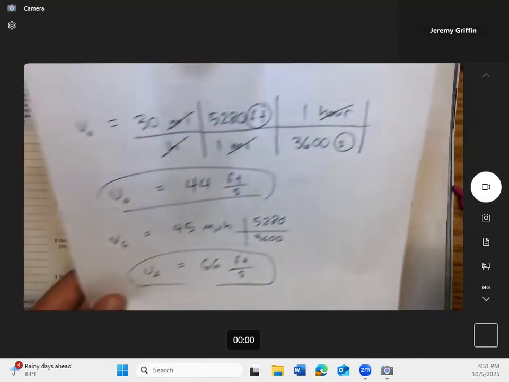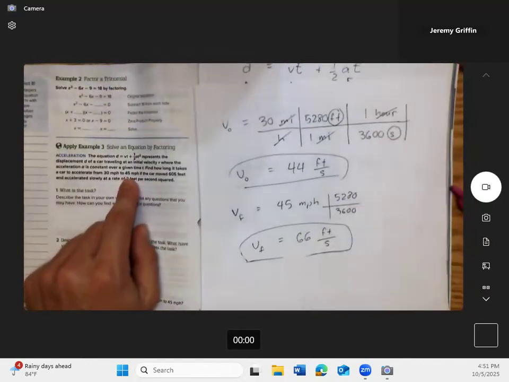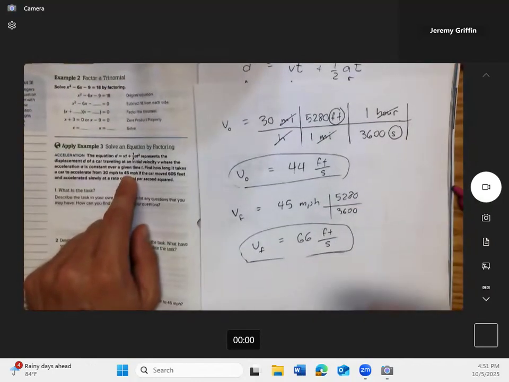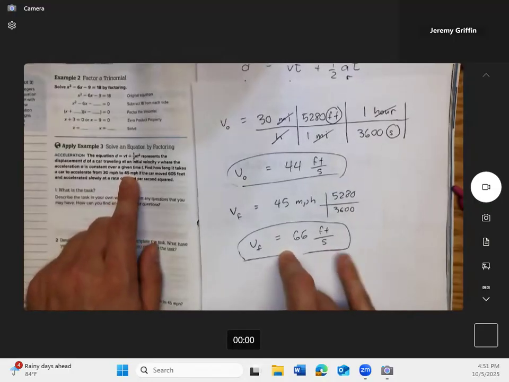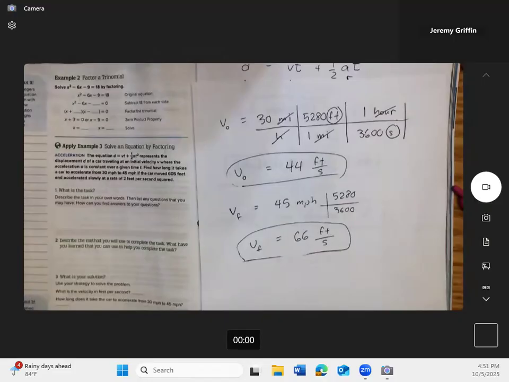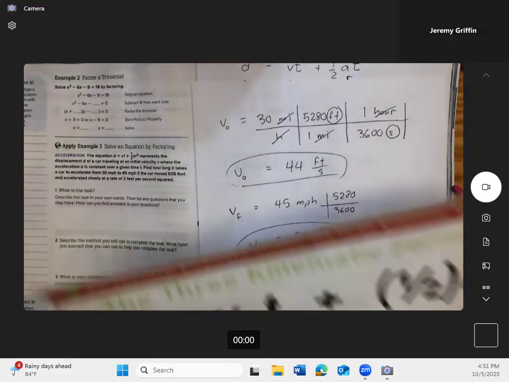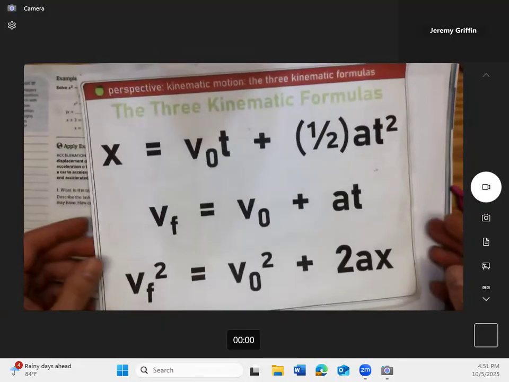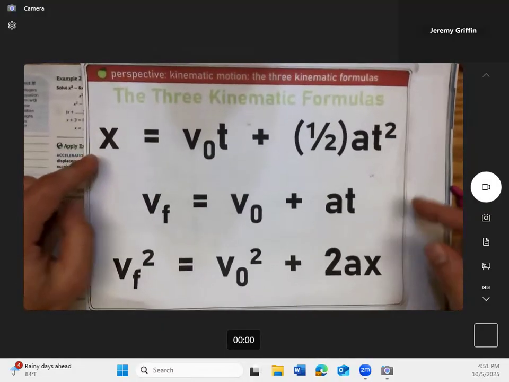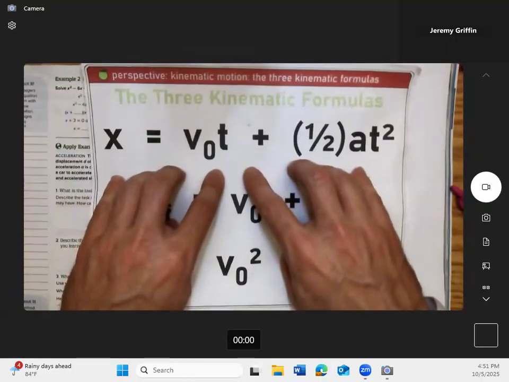Remember how they gave us the final velocity and we never actually used that? So supposedly the car picks up to 45 miles per hour, which I converted and got 66 feet per second. Now here's a good physics tie-in. In my physics class, I always have this right on the board behind me. These are some of the first equations my physics students learn. Oh, look at this one. This is exactly what we just did, right?